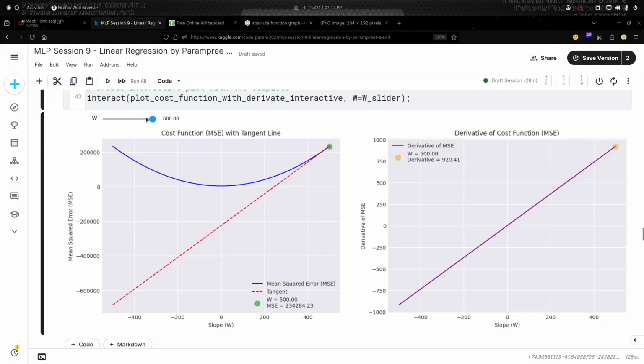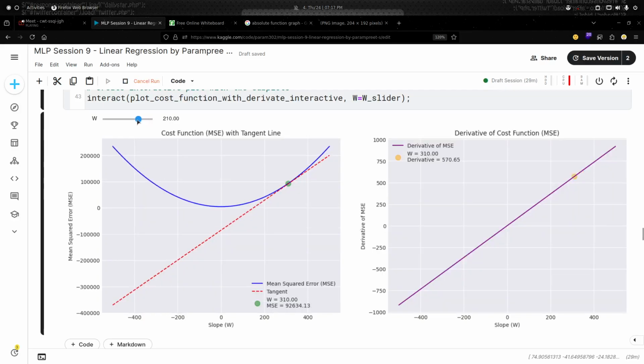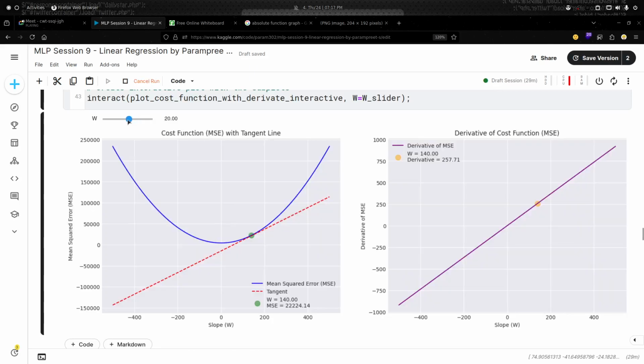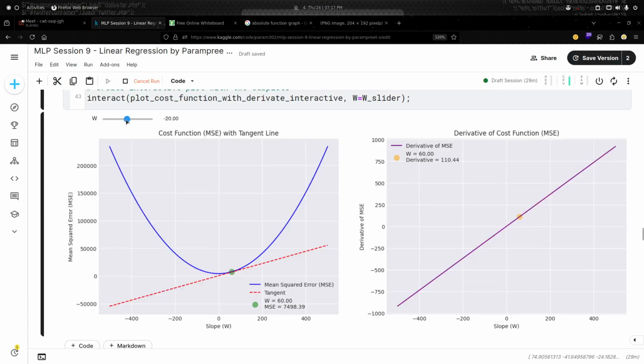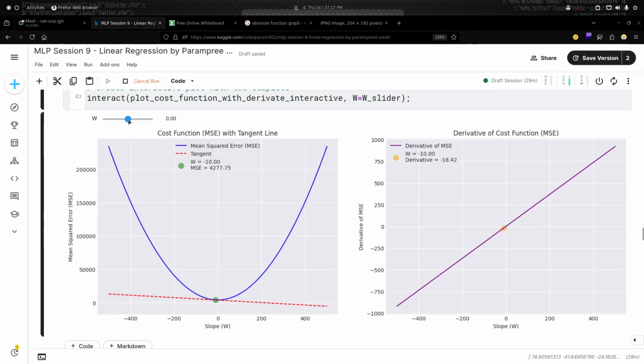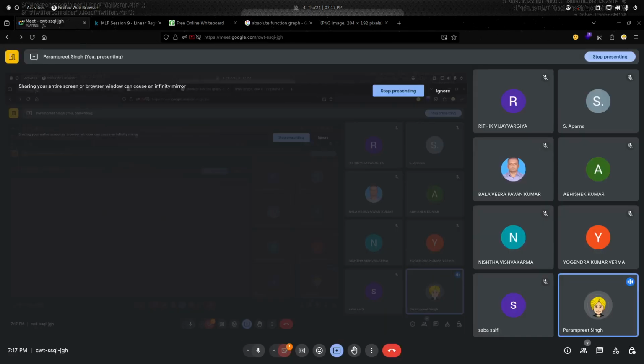How do we reach 0? We find the slope and subtract the slope from w. We reach it by taking smaller steps, like I am doing here. You can see I am getting closer to the 0 value. So this is how gradient descent works.